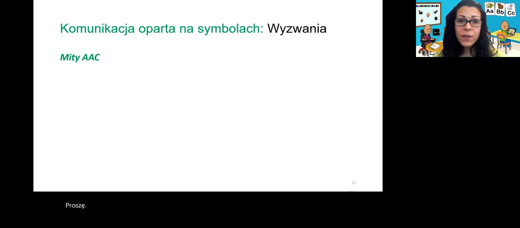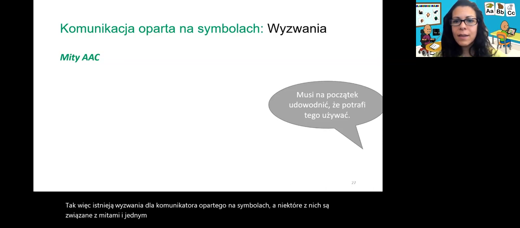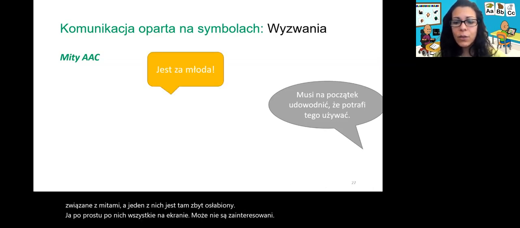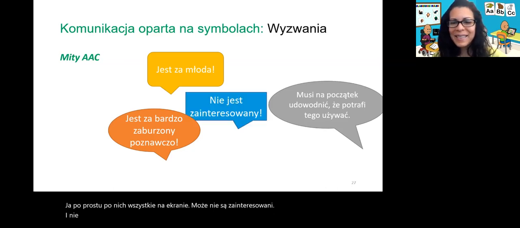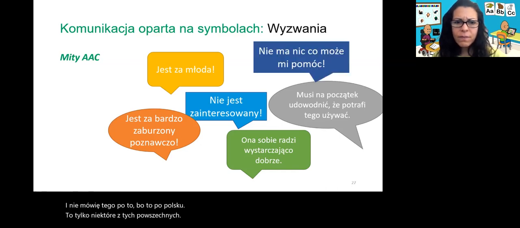So there are challenges for the symbol-based communicator, and some of those are related to myths. And, you know, one of them is they're too impaired. I'll just post them all on the screen. Maybe they're not interested. They're too young. So these are some of the common myths that we face today everywhere.